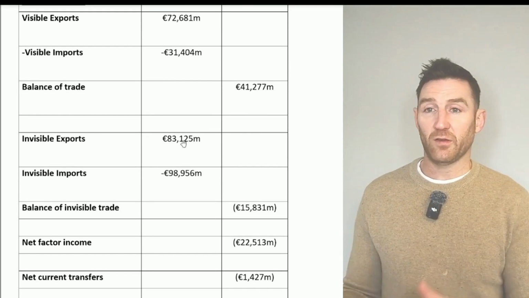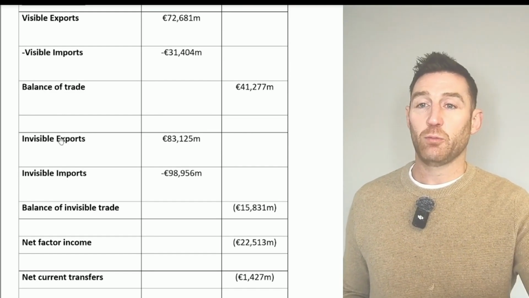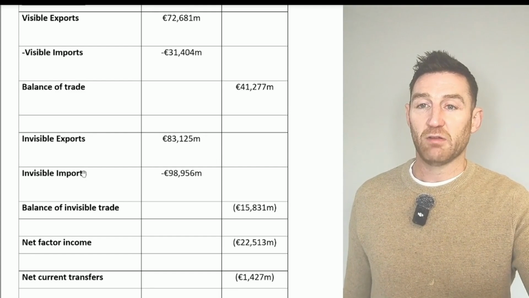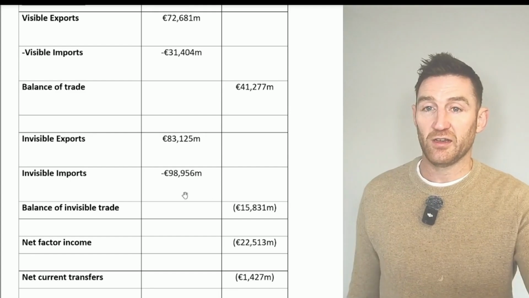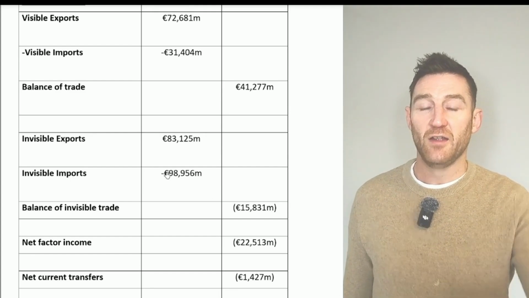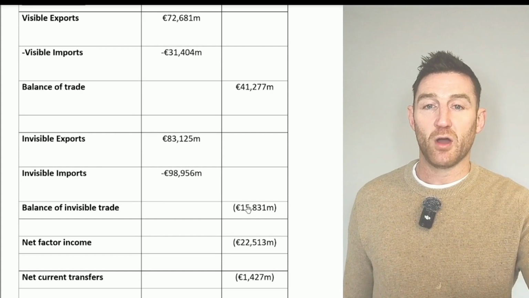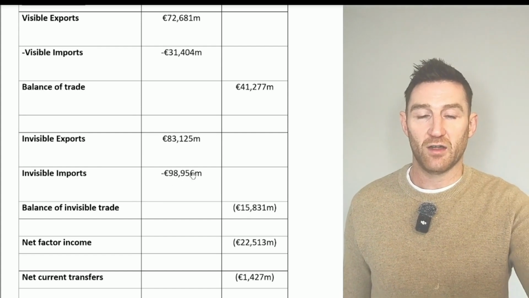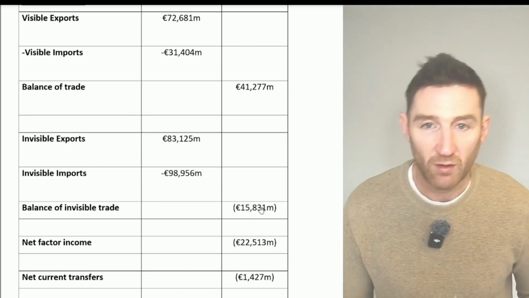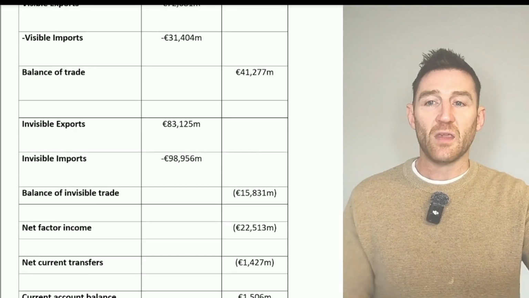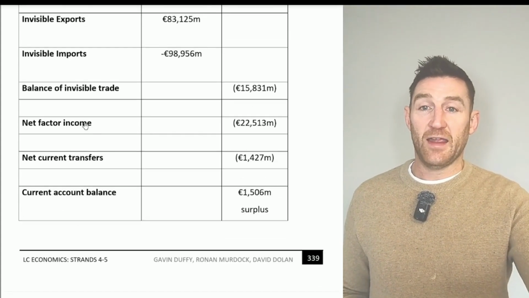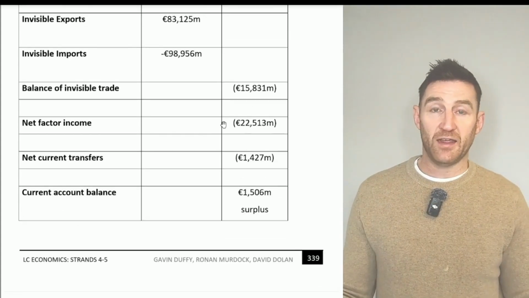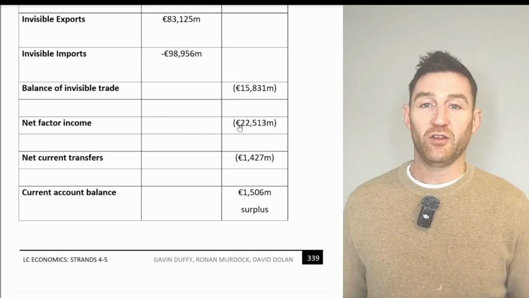In terms of services and the invisible balance, we have exported services worth 83 billion, and we've bought services from other countries worth 98 billion. So 83 minus 98, our invisible balance there would be minus 15, because 98 is 15 greater than 83. The next thing we would look at then is net factor income from abroad. That will always be a negative figure, so that's minus 22 in this case.